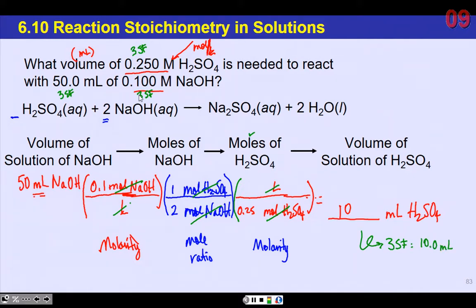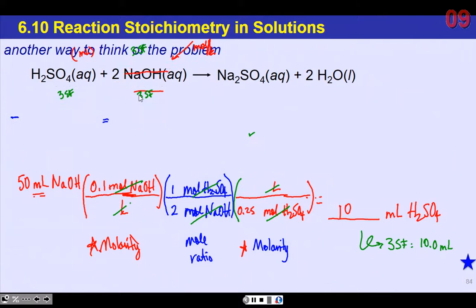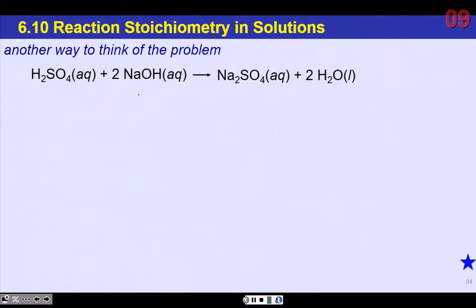All right, that was one way of setting this up, following the steps using molarity twice and a mole ratio in between. Let's think about another way to approach this problem, because sometimes you're going to look at these things and go, wait a minute, I have no idea what to do. So here is another way to think of the problem and see if this makes any sense to us. It's really kind of the same thing, but it's a different way of talking about it as you go. All right, so same reaction. And we have to figure out how many moles of sodium hydroxide are available to react with the sulfuric acid.